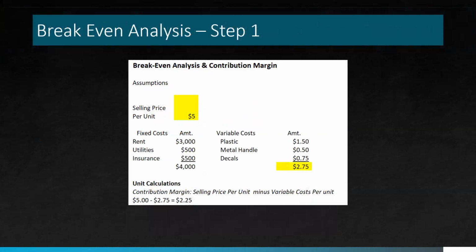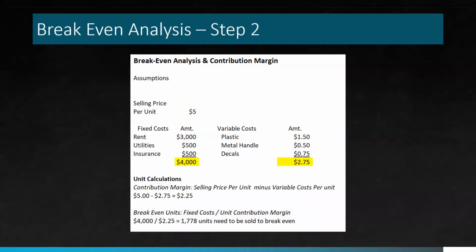The first thing that you want to do is figure out what your contribution margin is. And very simply, it's your selling price per unit minus your variable costs. So my contribution margin is $2.25.